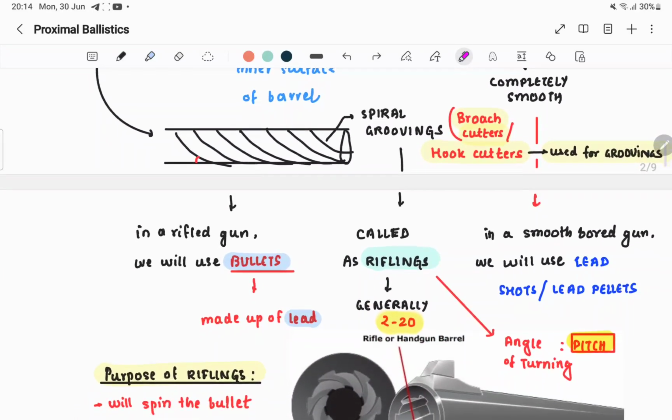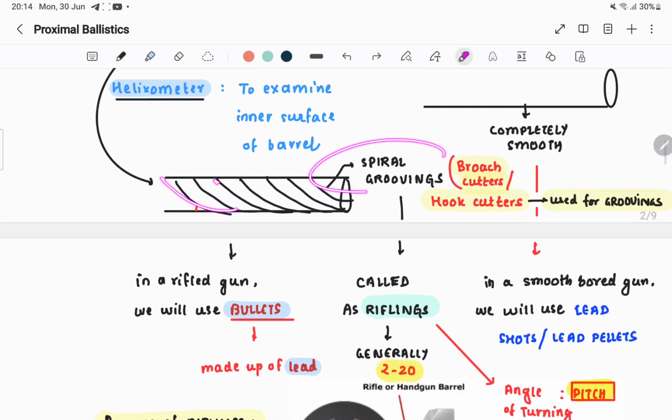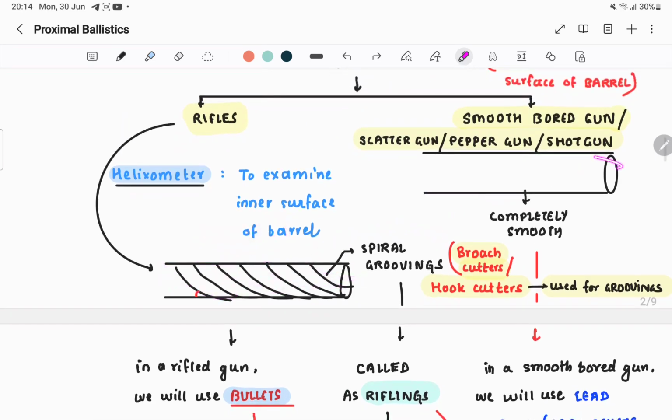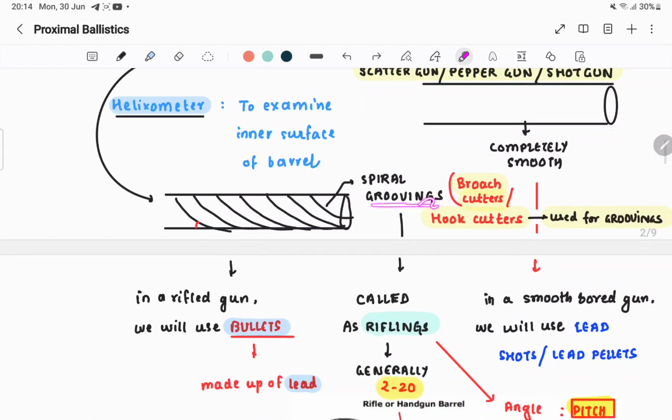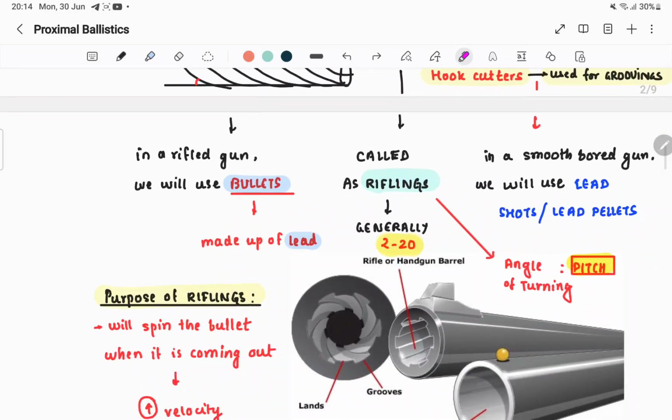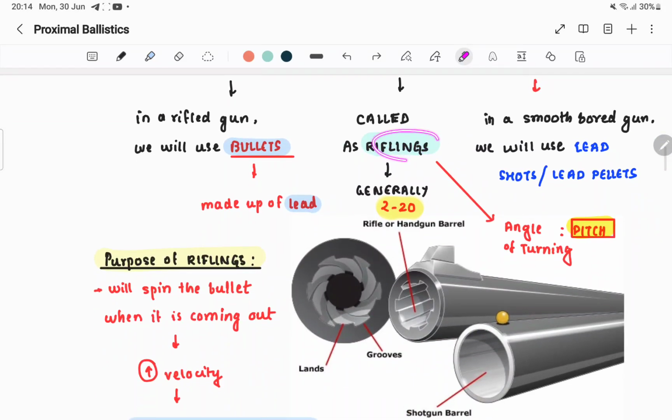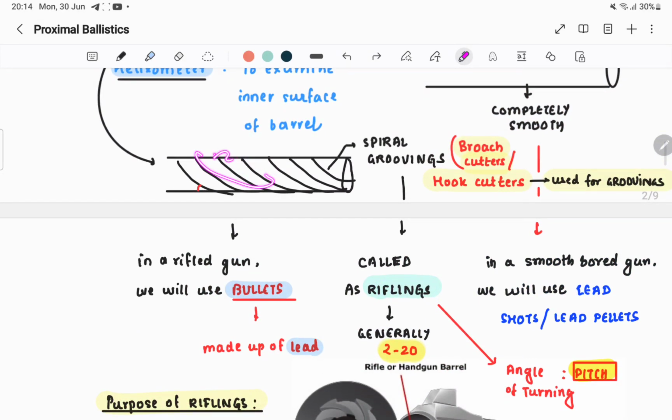And how do you cut these groovings in a rifle gun? Groovings are only present in a rifle gun, not in a smooth bore gun. A smooth bore is completely smooth. How do you cut this? By broach cutter or hook cutter. Understood? And riflings have an angle of turning. This angle is called pitch.